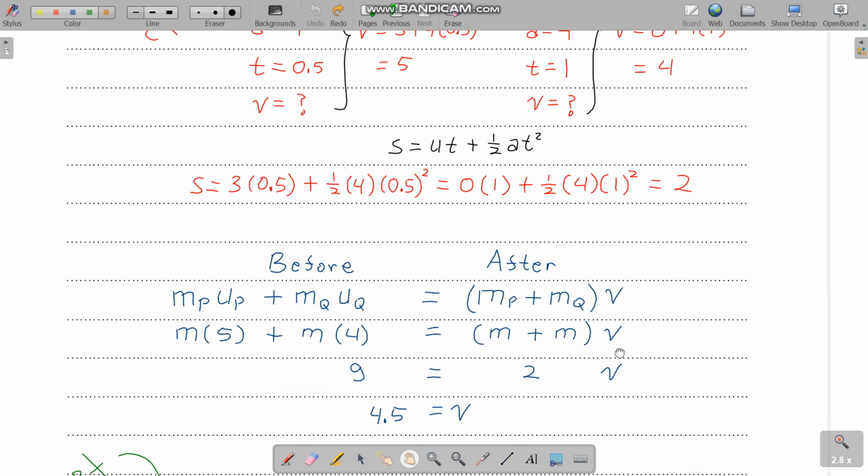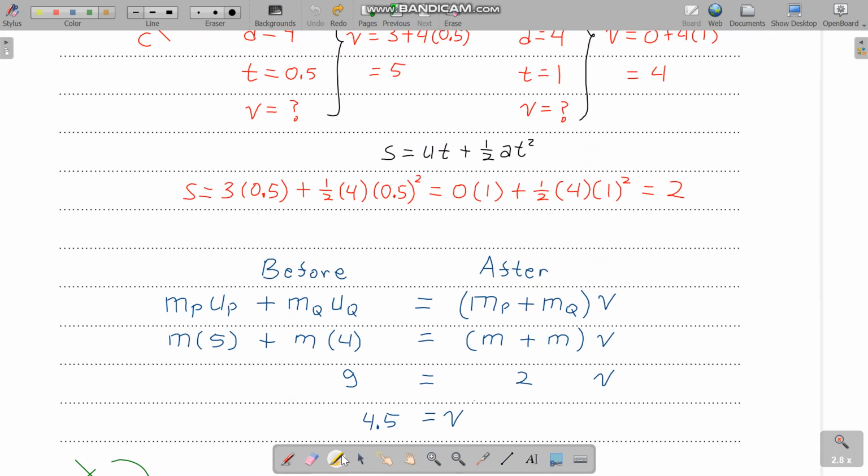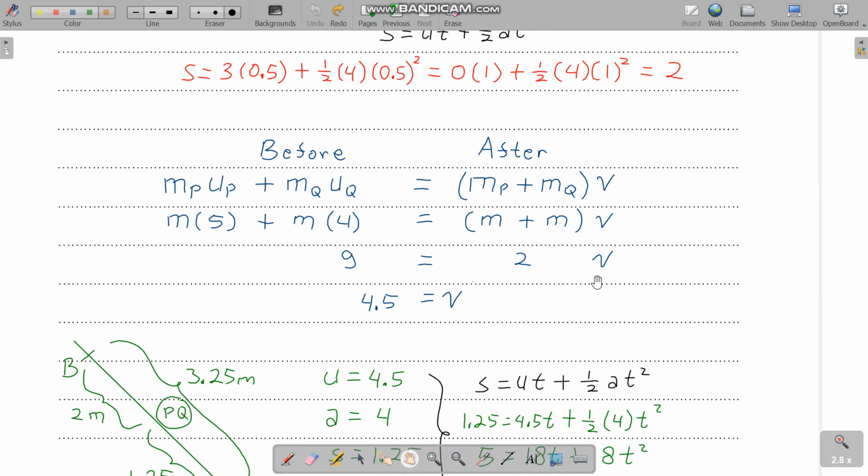Now during the collision, we have the velocity of P, which is 5, the velocity of Q, which is 4, and they coalesce, they stick together, so total mass times the velocity after collision. Cancel out all the m, and we have the v value. This is the velocity of the combined particle after collision.